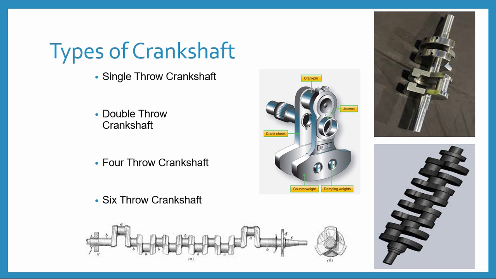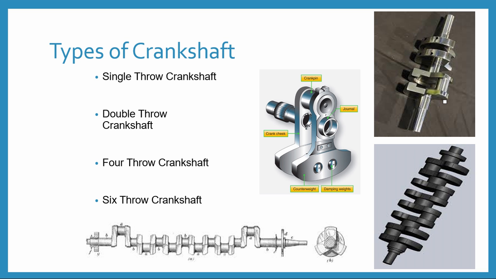Here is the picture of a single throw crankshaft. In a single throw crankshaft there is one crank pin, which means a single piston is fitted. Here is the double throw crankshaft, where we use a double cylinder engine.